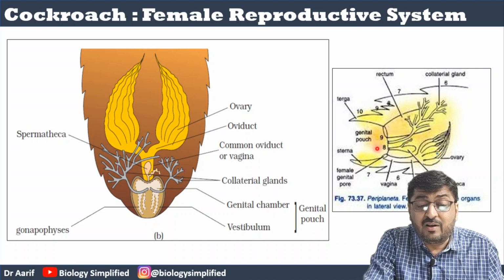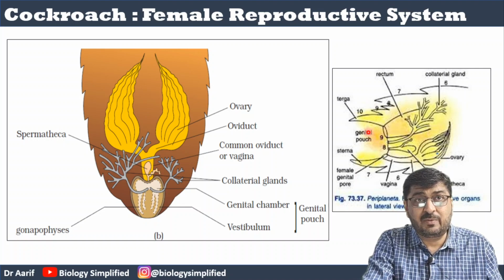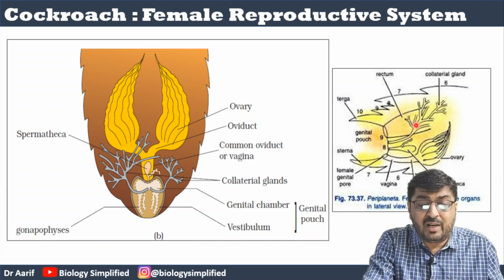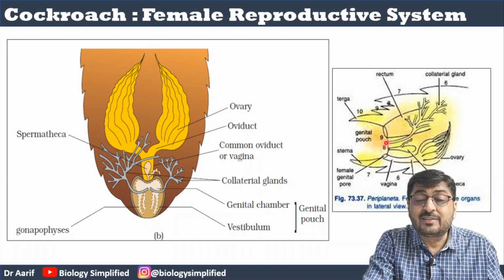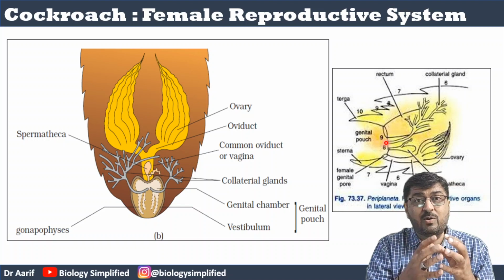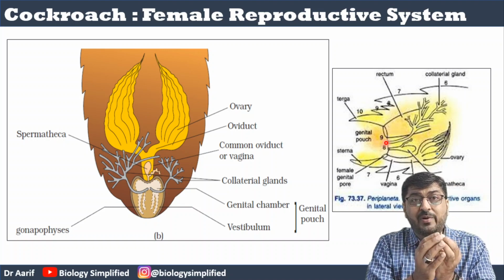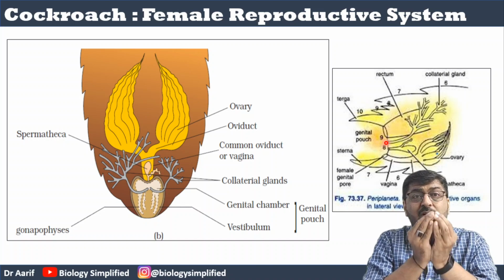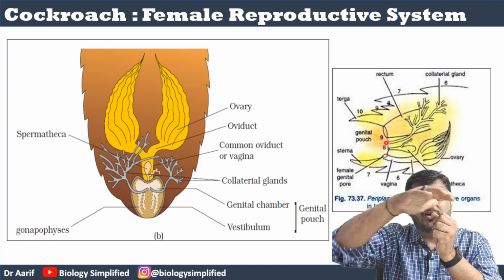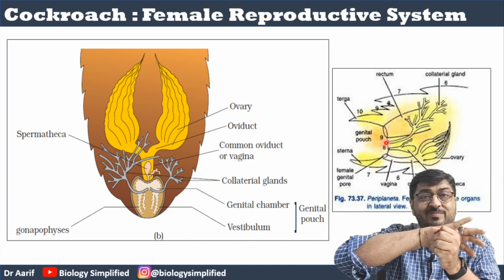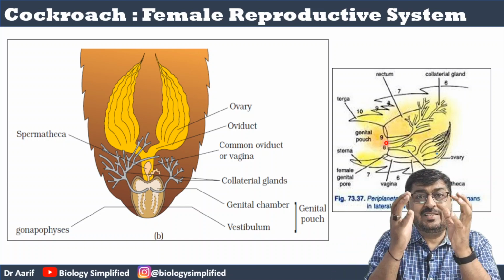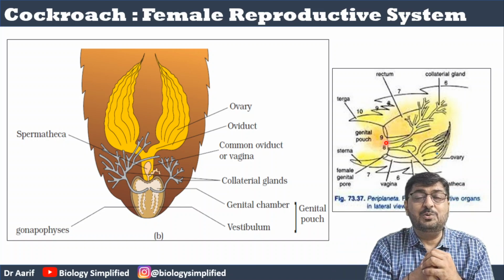अब यहां पर fusion होगा, right? Fusion होके zygote बनेगा. Multiple zygotes are formed, multiple ova are there, that's why. Now collateral gland से secretion आएगा, right? So about 15-16 zygotes are formed. What happens? The secretion from the collateral gland will cover all those of them. Now this entire structure is called as the ootheca.